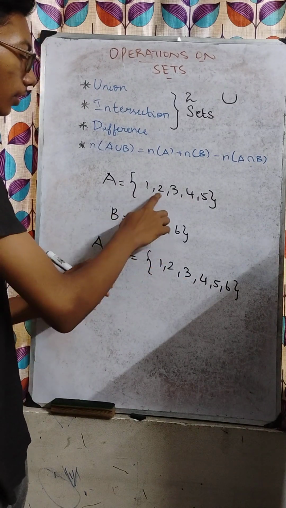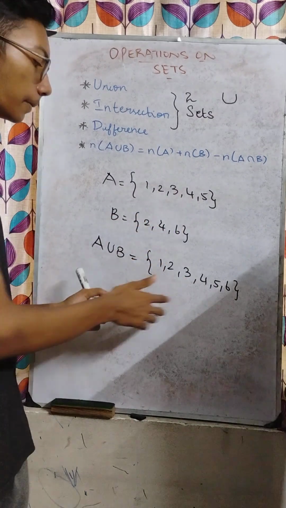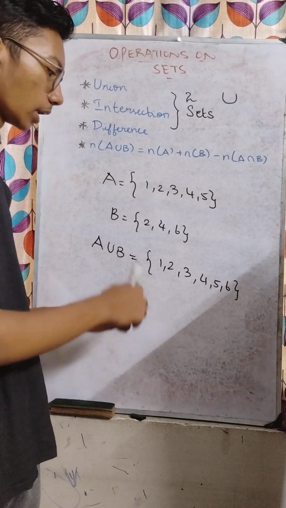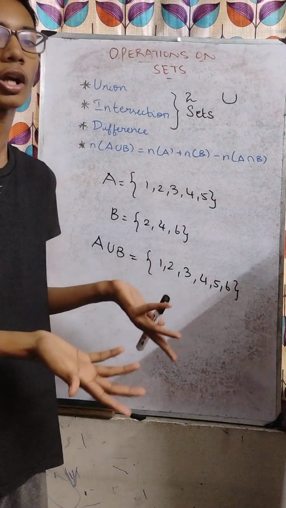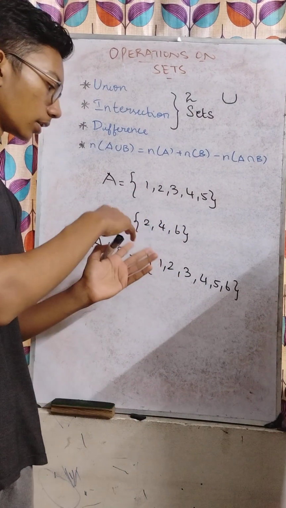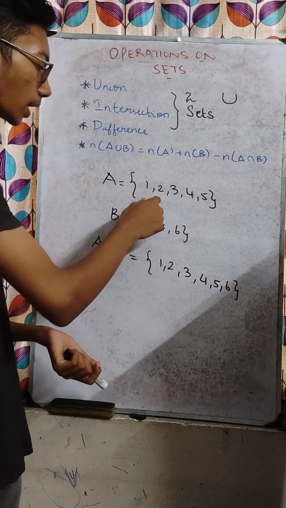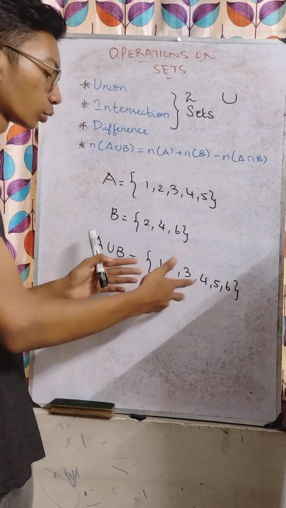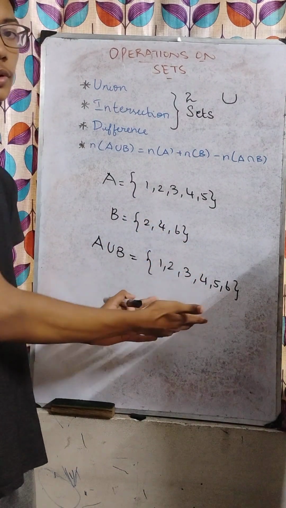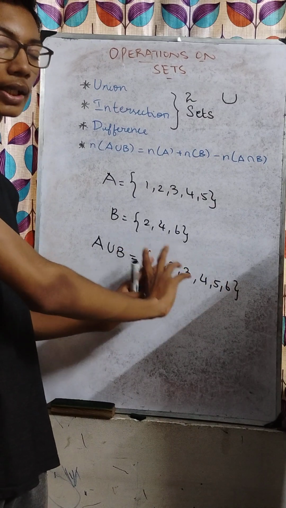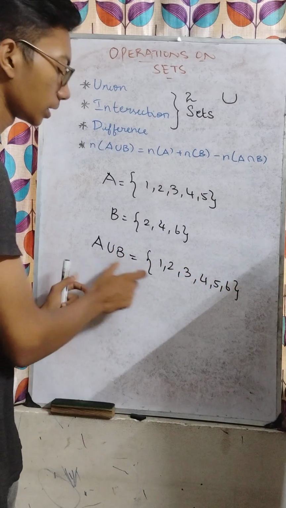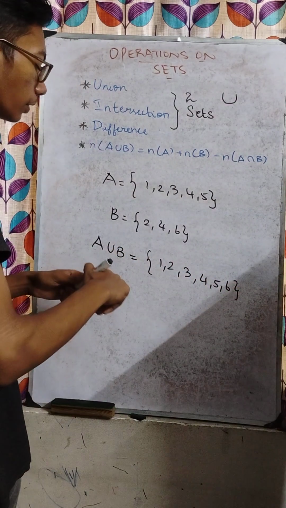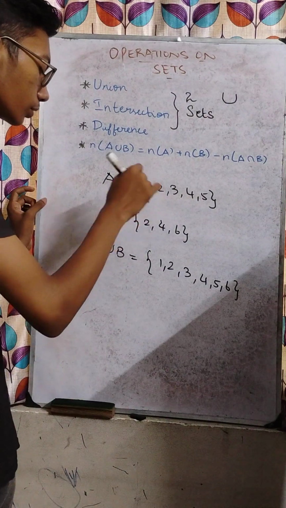If we see here, we have two 2's and two 4's, but we have written only one of each, because in a set there may not be repeated values. So we can write 1, 2, 2, but that is equal to this. So we are writing in a shortened form. So this is A union B. The symbol for union is like a capital U.